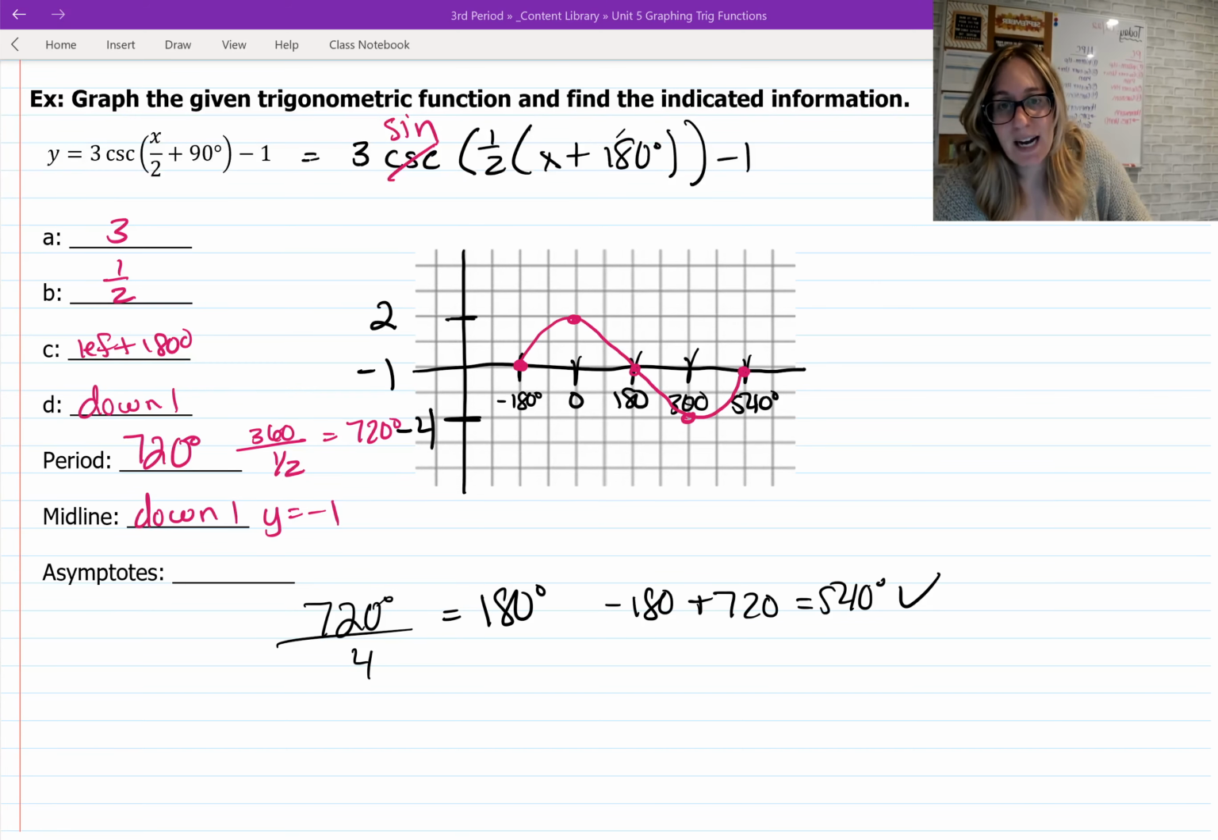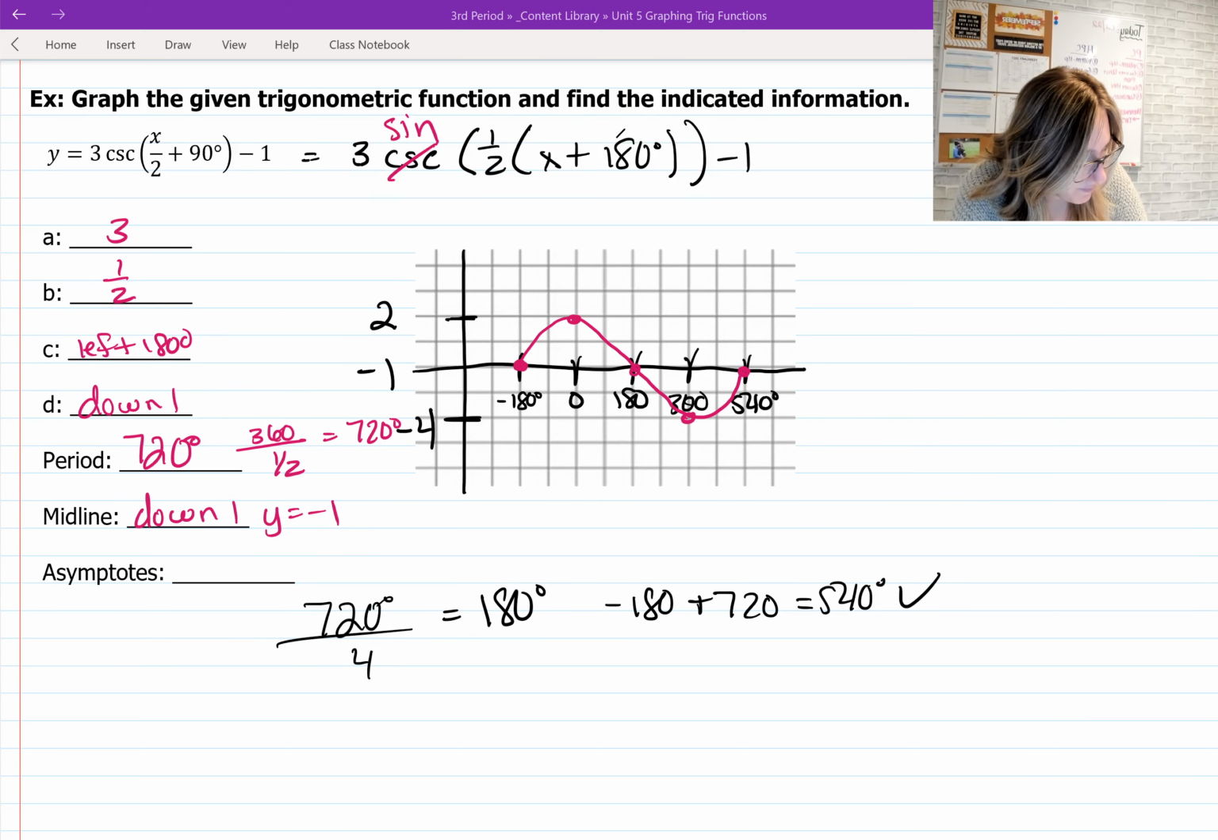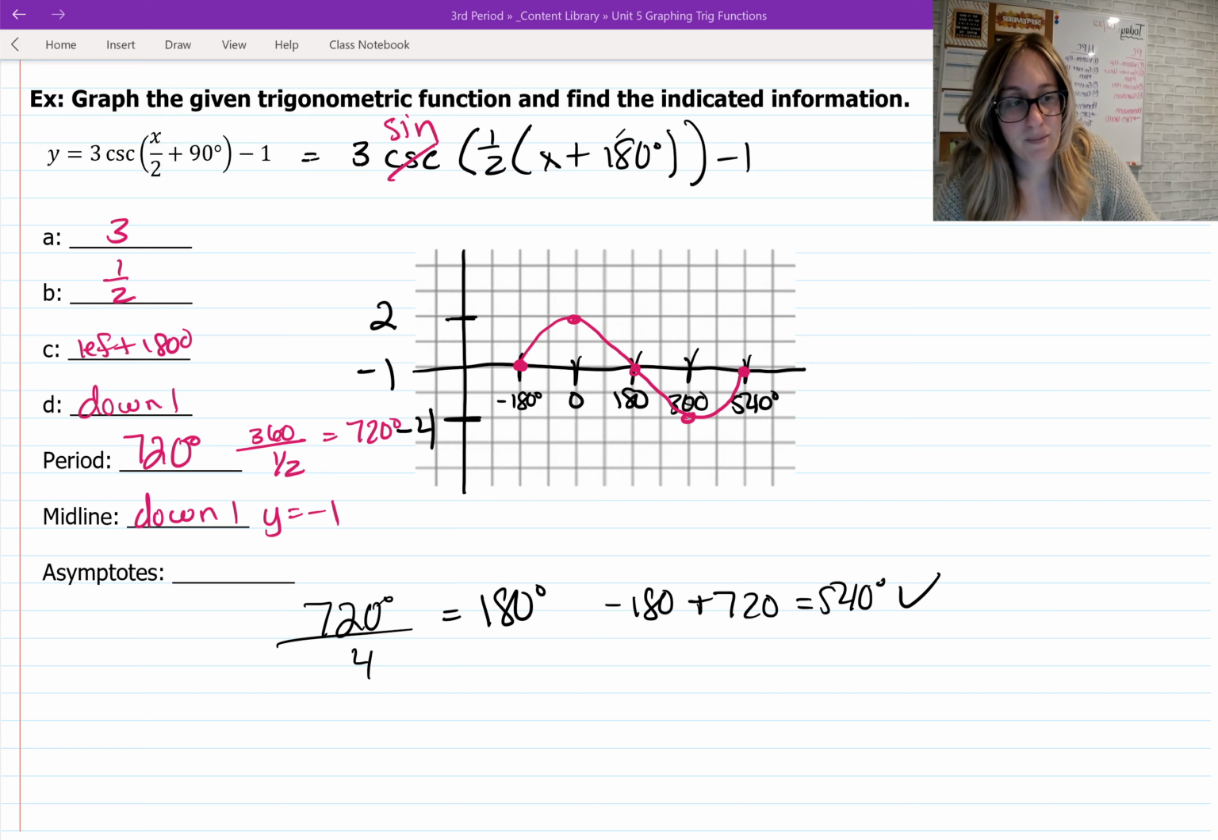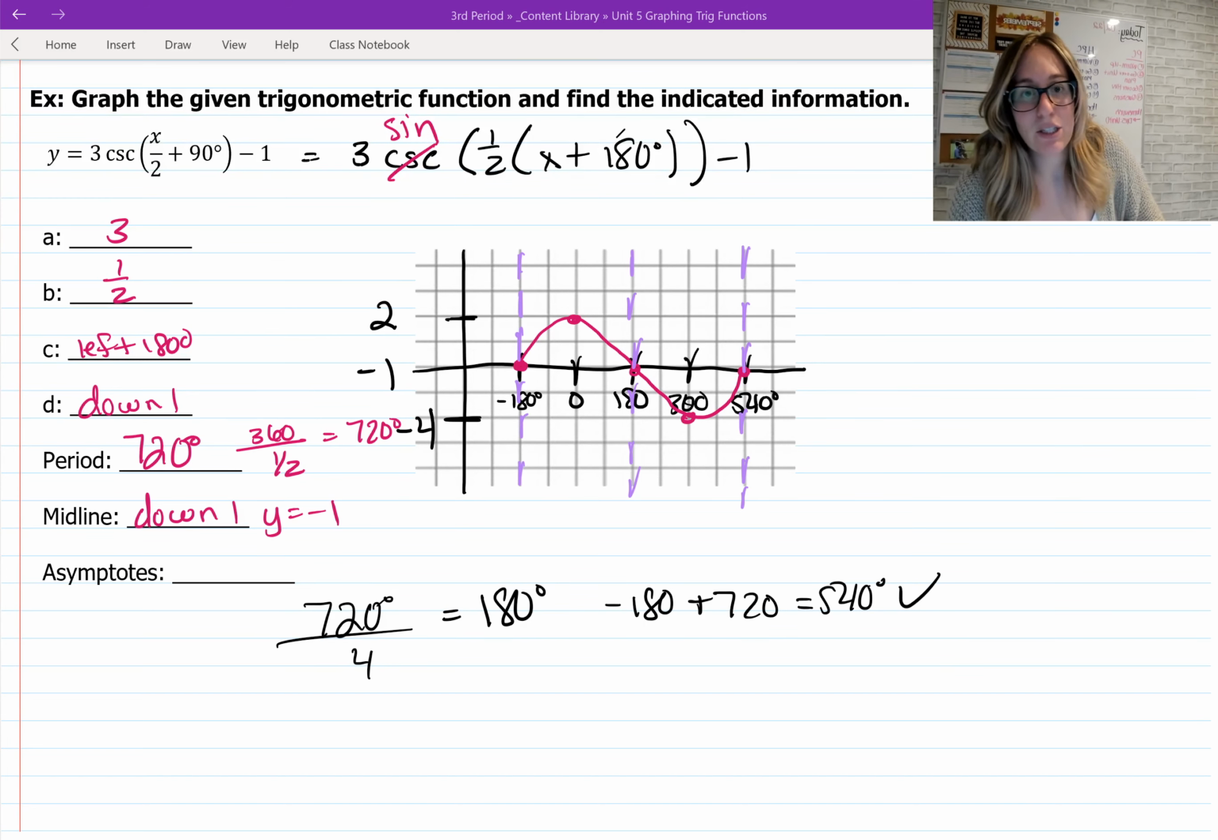Okay, so the next thing that I have to do is everywhere sine is 0 or crosses the midline, I'm going to go ahead and sketch in my asymptotes. Okay, so now I have all of my asymptotes. So now I can fill in that last line over there, which is what are my asymptotes. So I have one at negative 180, positive 180, and 540.